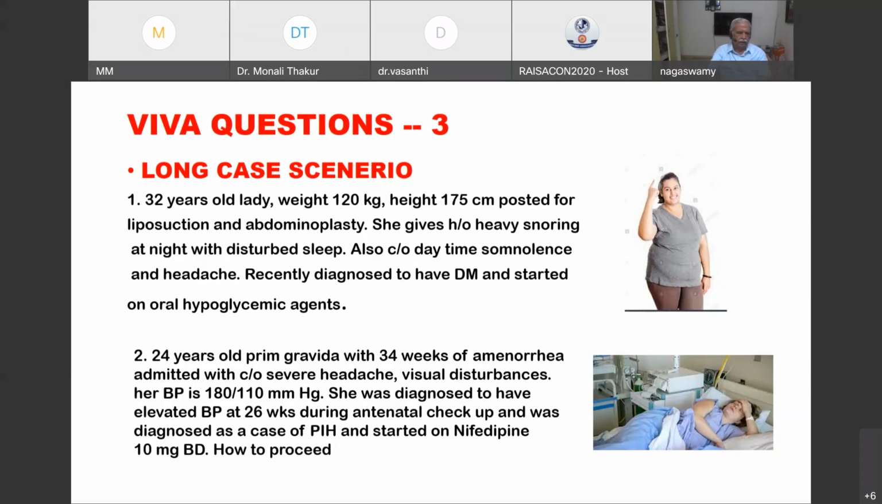So here, the patient has severe headache, visual disturbance, BP is high, but the original diagnosis was PIH, that is pregnancy-induced hypertension. So we take it for granted that there is no proteinuria and it is only a simple gestational hypertension. But this severe headache and visual disturbance, are you willing to accept that, or should we do something about this?